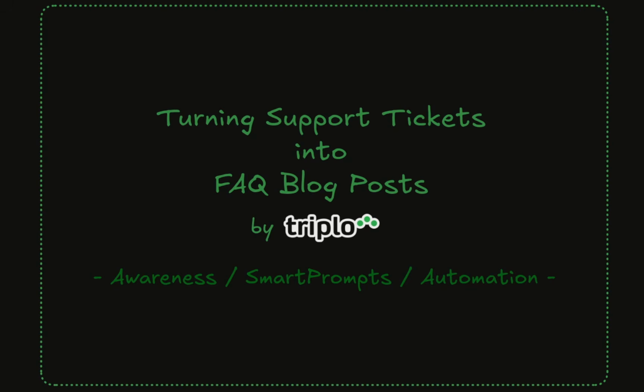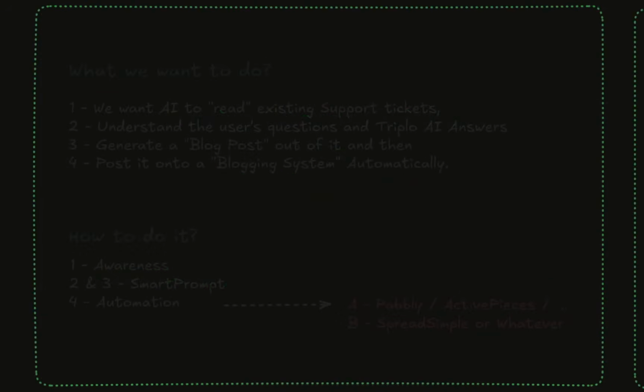And to do so, I'll use awareness, which is this feature that allows you to select content off your screen, smart prompts, where you can predefine prompts that will help you generate content, and also automation to deliver this generated content in the shape and form that you want it to be published on your blog post. And I'm going to walk you through step by step on how I do it.